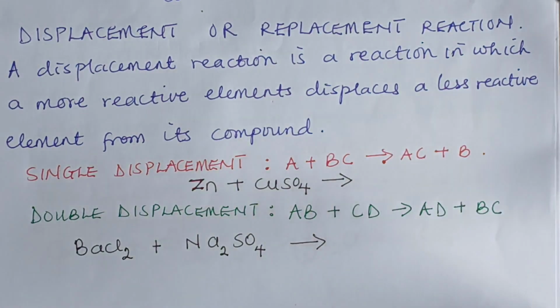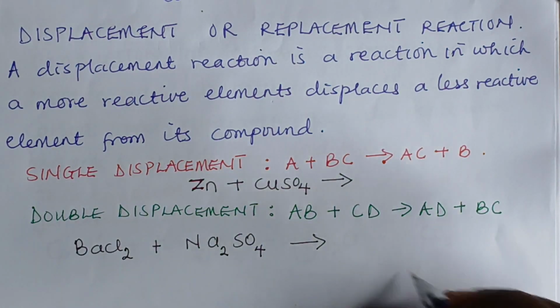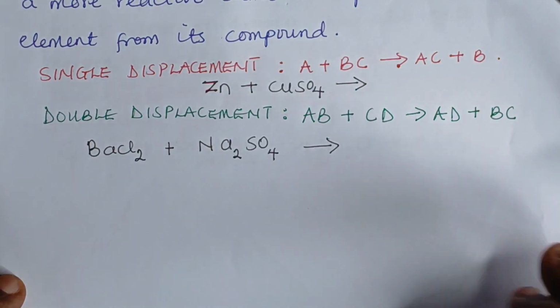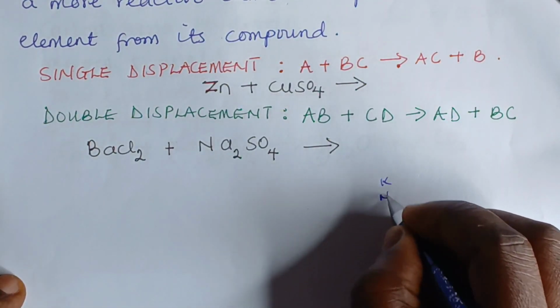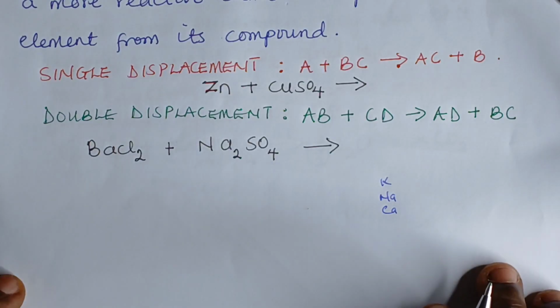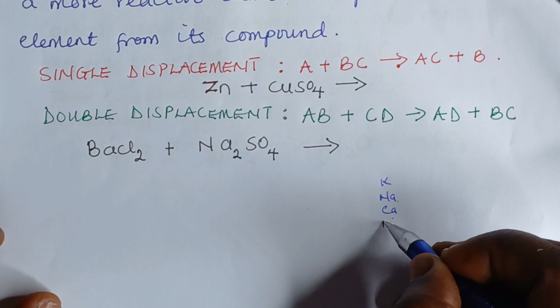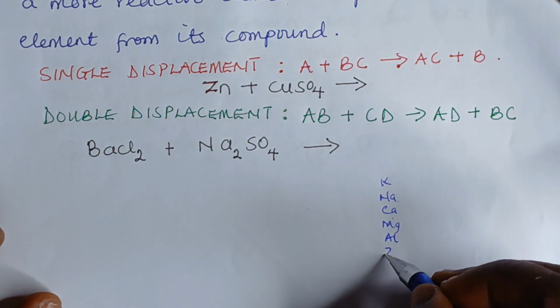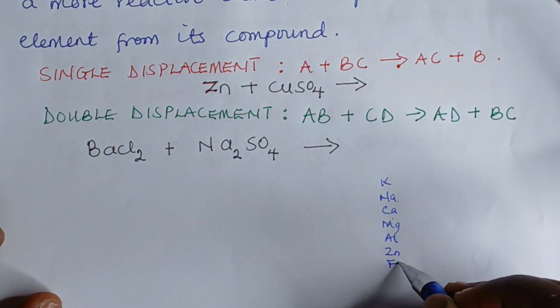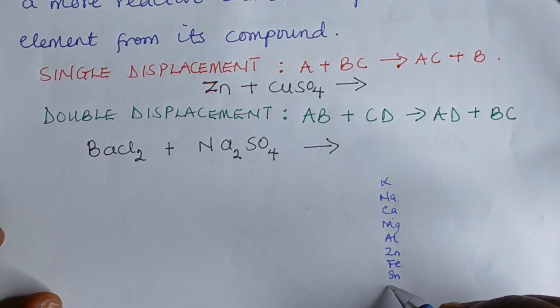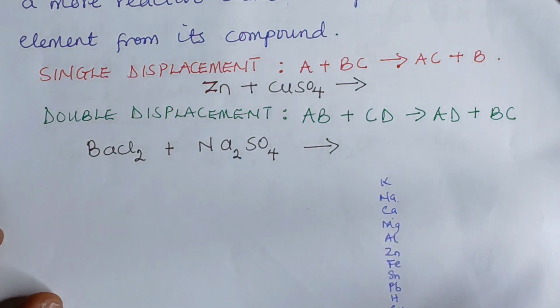Now, there's something we call the activity series, which I'm going to quickly point out here. Potassium K, sodium Na, calcium, magnesium, aluminium, zinc, iron, tin, lead Pb, hydrogen, copper, mercury Hg, silver, and gold Au. Now you can see the way these elements are arranged.